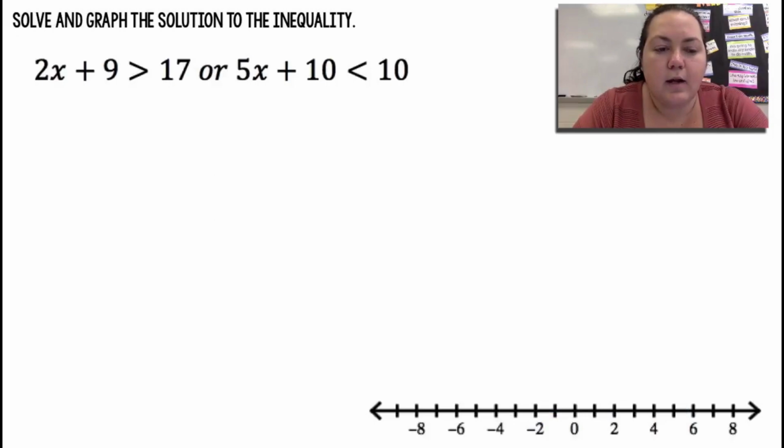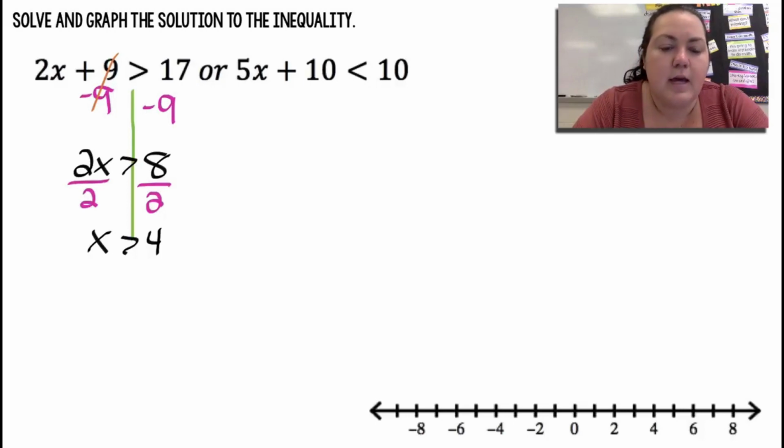All right, this next one, I have 2x plus 9 is greater than 17, or 5x plus 10 is less than 10. So I know they're going to be going out in opposite directions. I'm going to solve the first one. I'm going to subtract 9 on both sides. That gives me 2x is greater than 8. I'm going to divide both sides by 2. That gives me x is greater than 4.